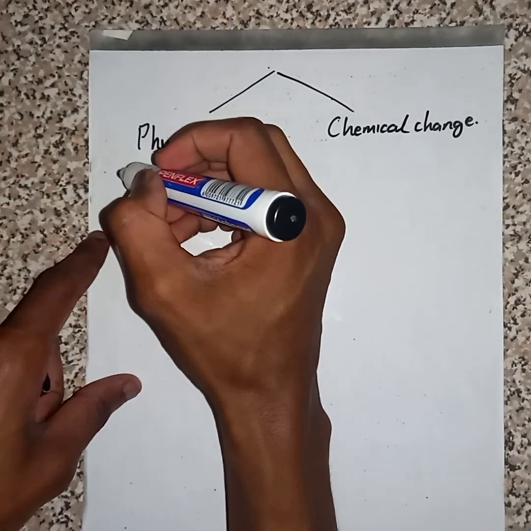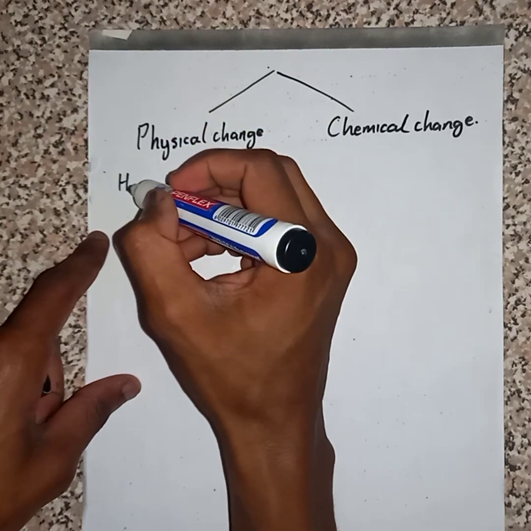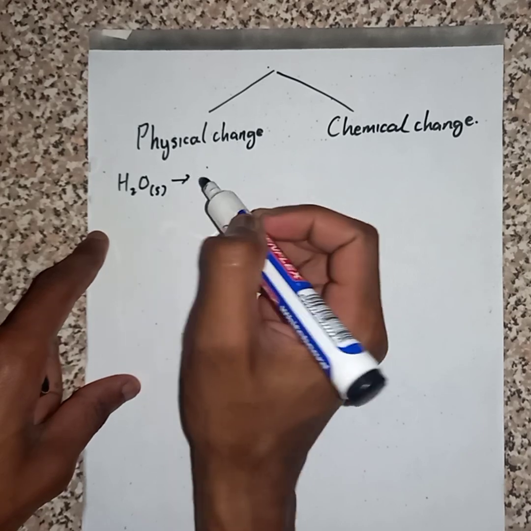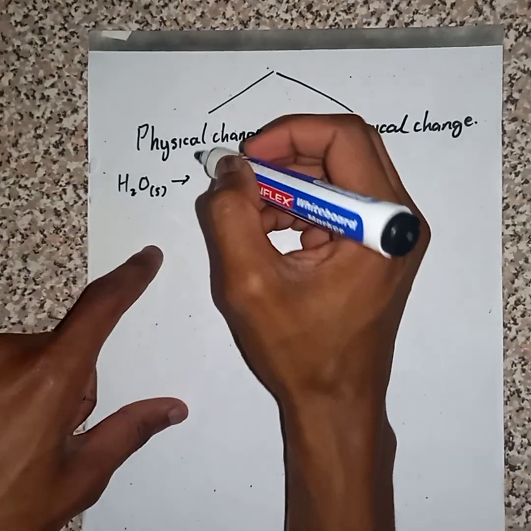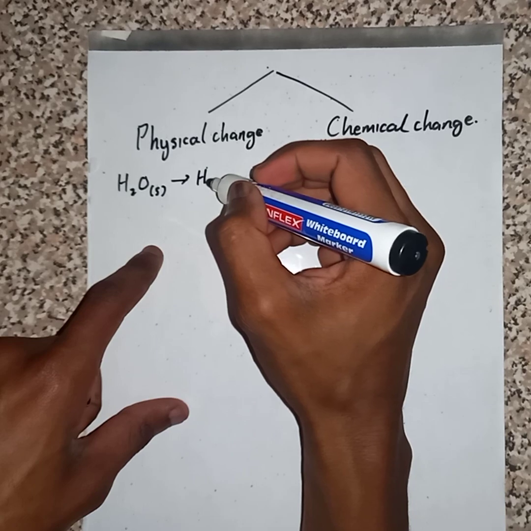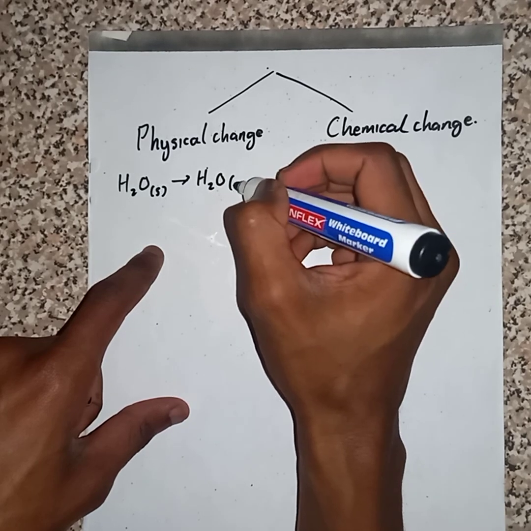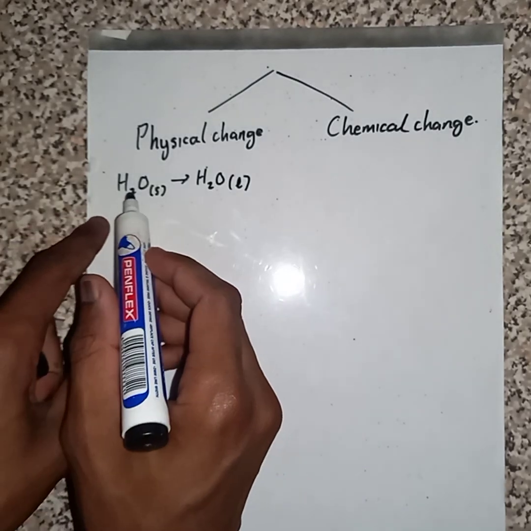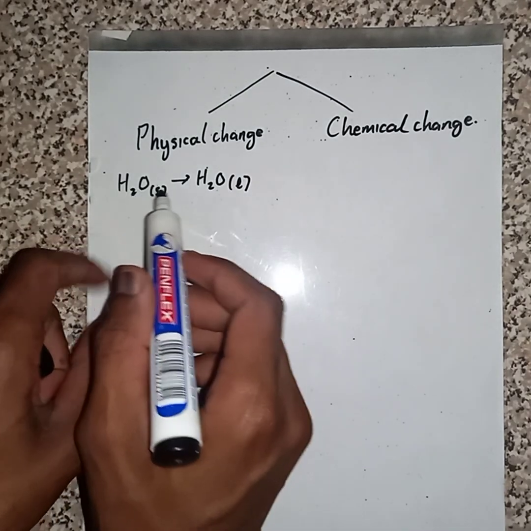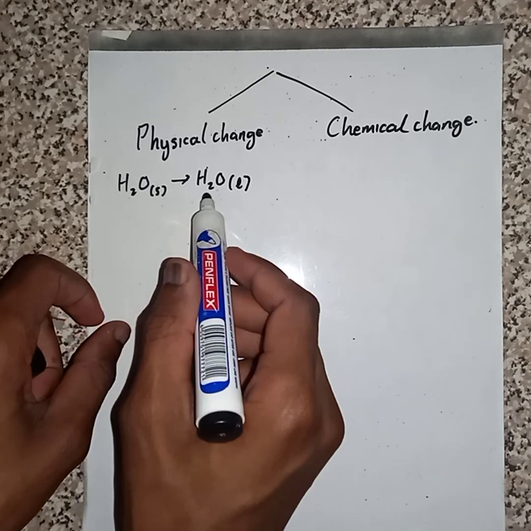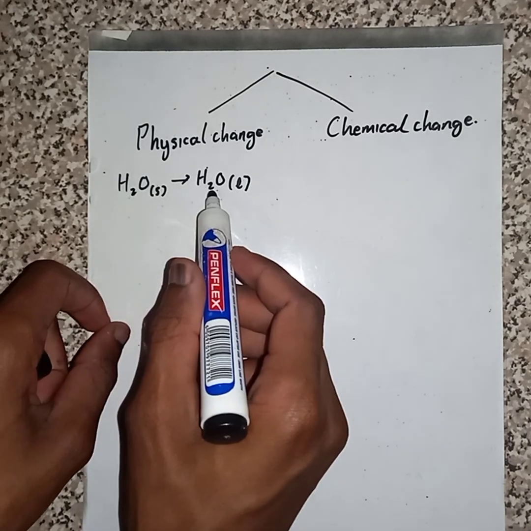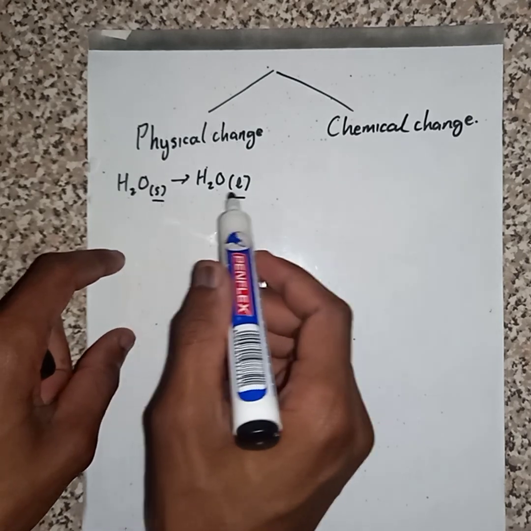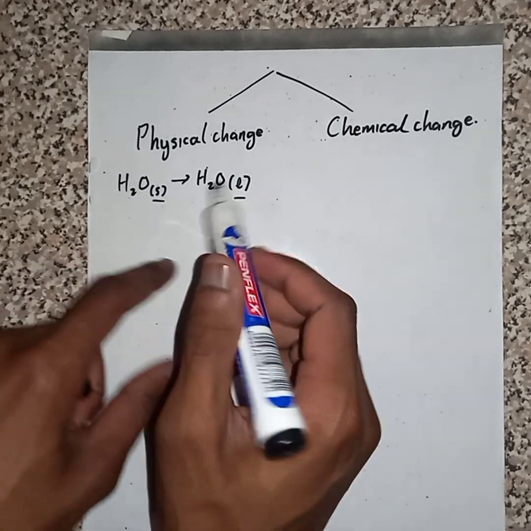If we take for an example a solid ice and allow it to melt, it will turn into H2O, but of a liquid phase. Bear in mind, the identity of that H2O is still H2O. The only thing that has changed is its phase from solid to liquid.